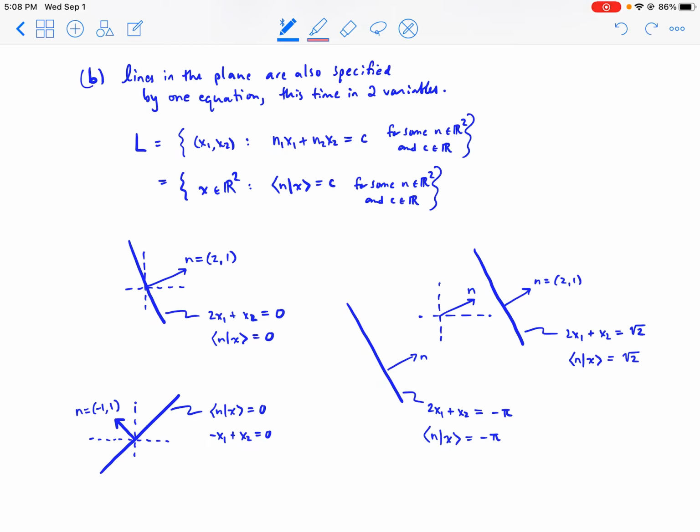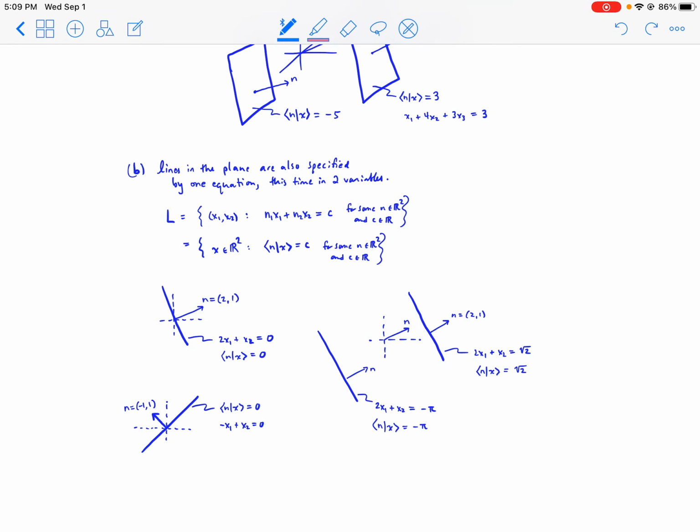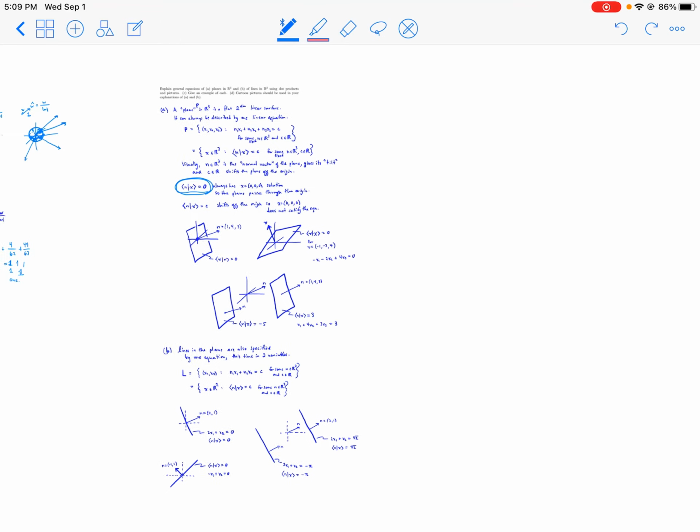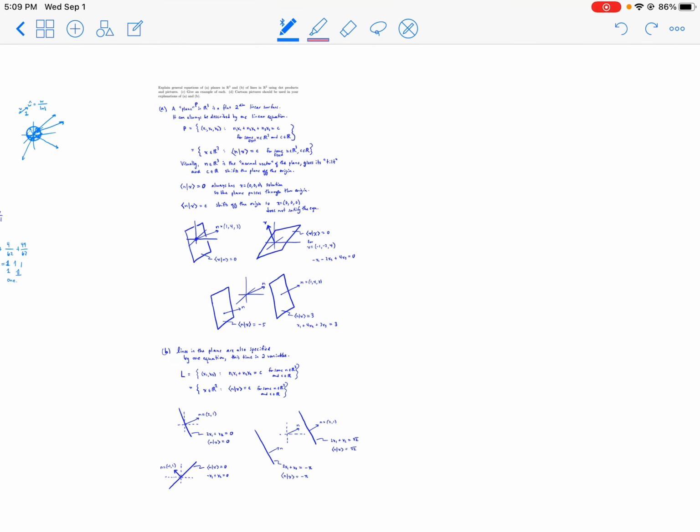Okay? And if we change n, and instead we had a different n, like pointing off in the negative 1, 1 direction, then the tilt of our line is different. The slope of our line is different. Okay, so that's it.